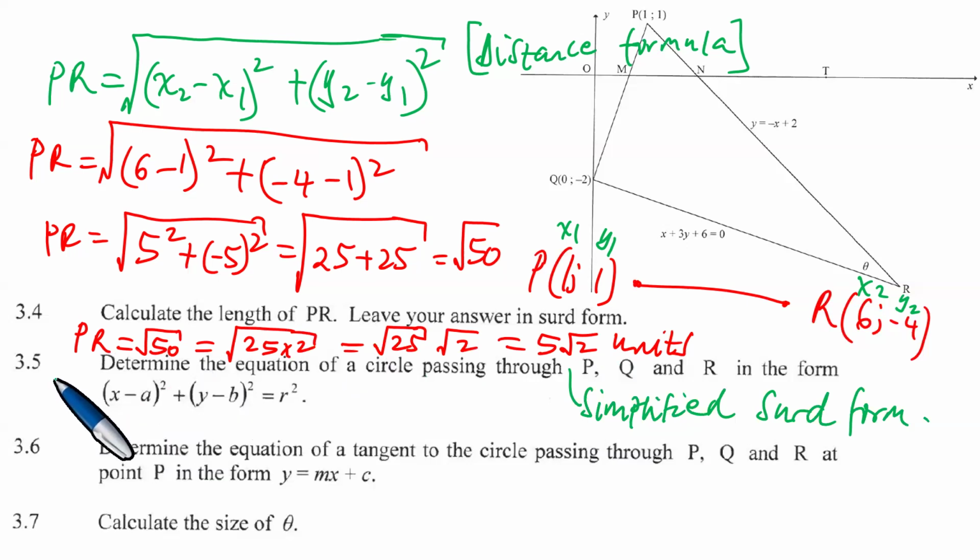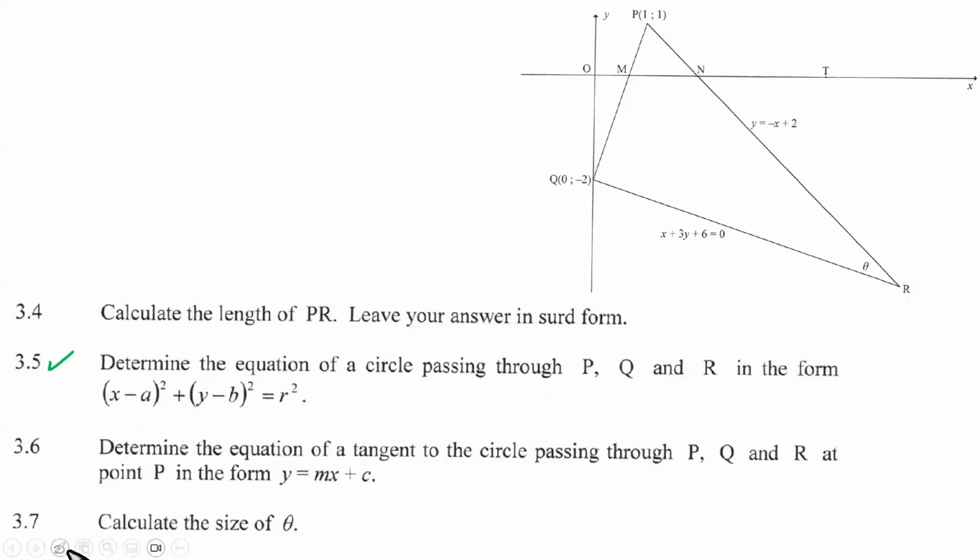Right, let's look at 3.5. Determine the equation of a circle passing through P, Q, and R in the given form. What do we do here? This circle passes through the point P, which is up there with the coordinates (1, 1), and we want the equation of a circle that passes through the points P, Q, and R. We know very well that R has the coordinates (6, -4).